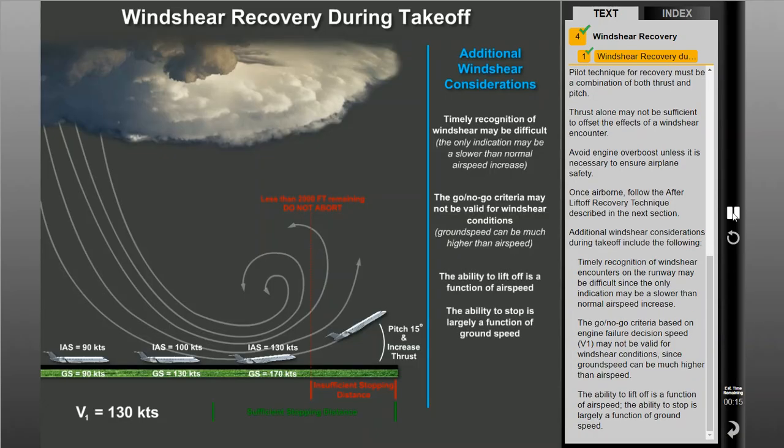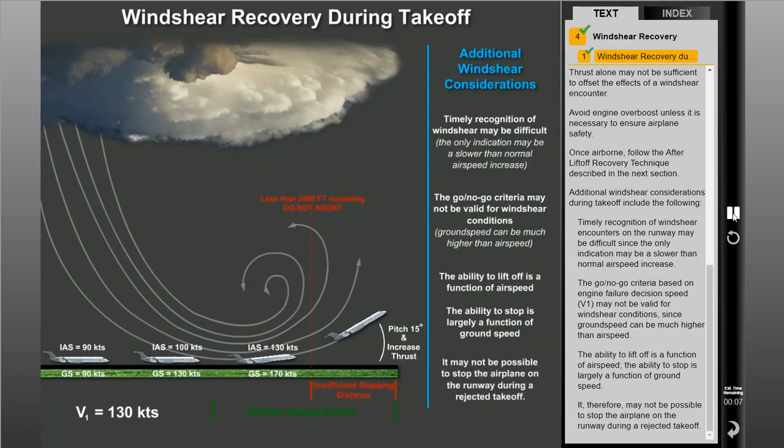The ability to lift off is a function of airspeed. The ability to stop is largely a function of ground speed. It therefore may not be possible to stop the airplane on the runway during a rejected takeoff.